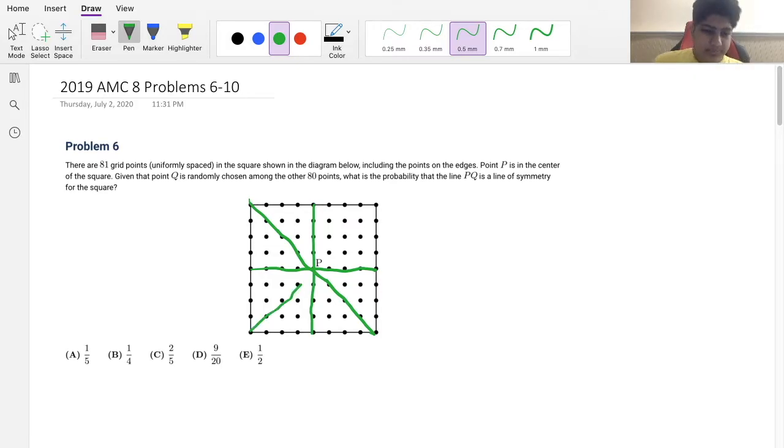So we know that we already have the point P, right? This is point P. And now we need to find a point Q such that PQ is on one of these lines. Well, we can just count the number of points on these lines, right? Because we know that probability is equal to number of successes divided by number of total. And here we're already given that total is 80. So all we need to do is count the number of points on the green segments, excluding P, and that would result in a number of successes.